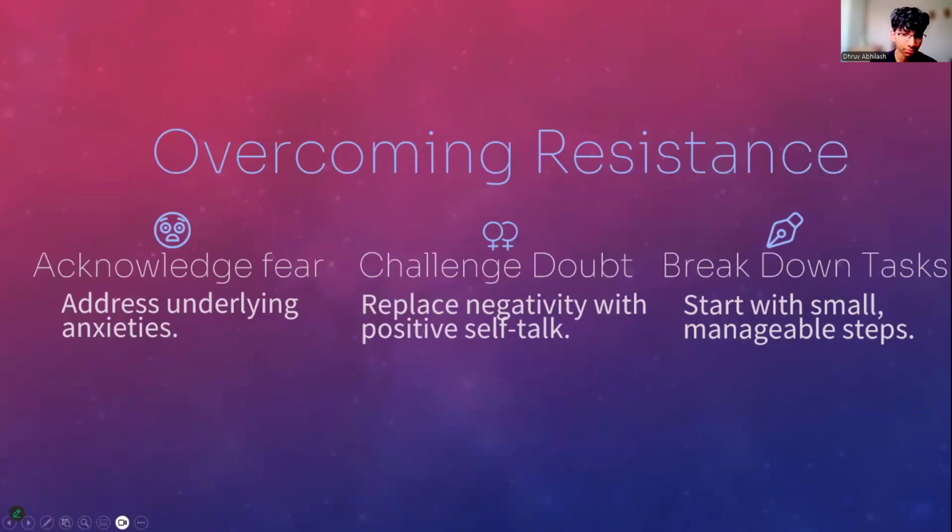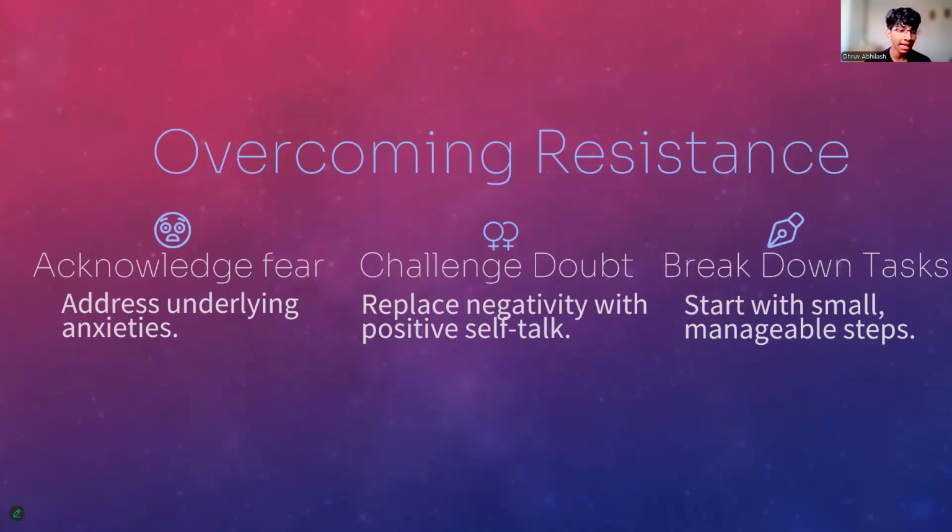Overcoming resistance. Overcoming resistance is about dealing with the mental and emotional blocks that stop people from acting. This helps in reducing hesitation. Now, acknowledging fear. Acknowledging fear just means addressing underlying anxiety. Instead of ignoring fear, you should face it and recognize what is making you anxious. And you should just look at those.